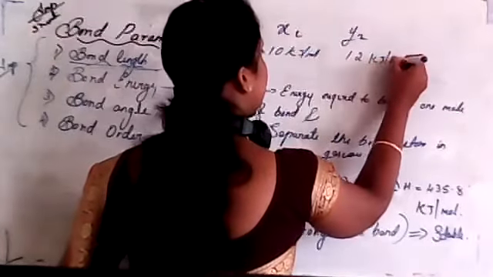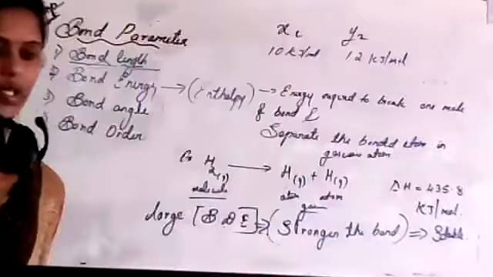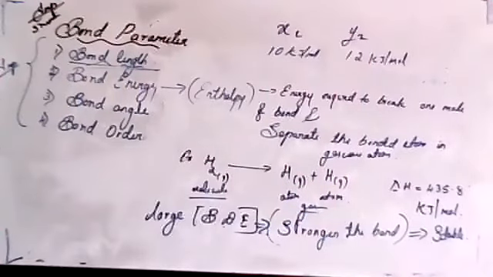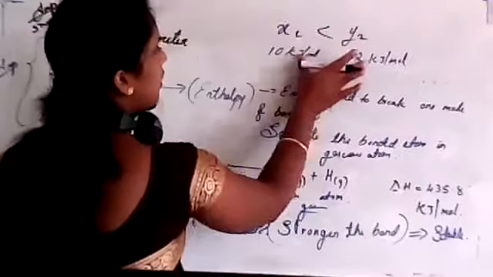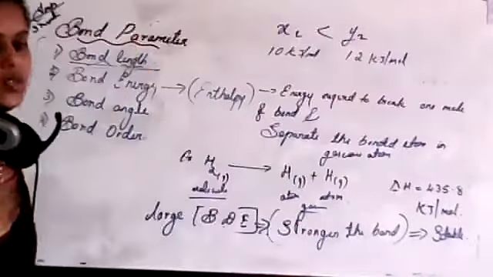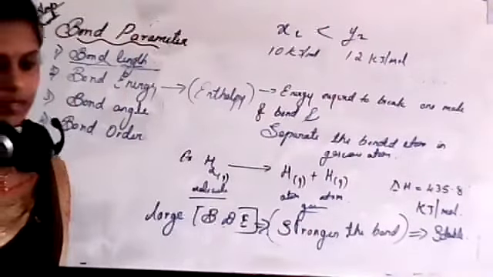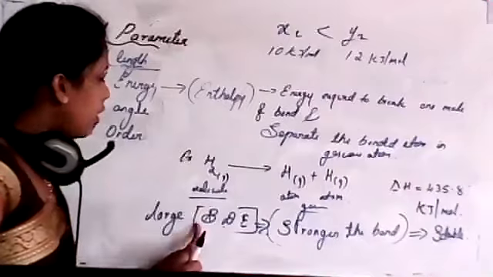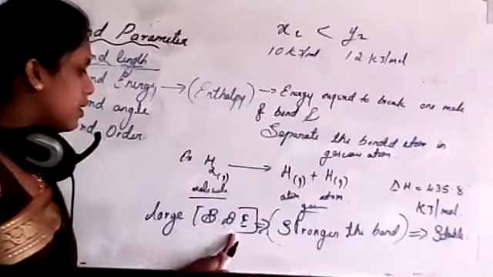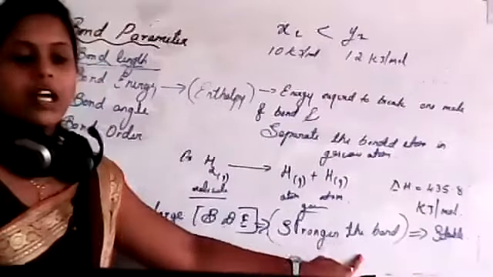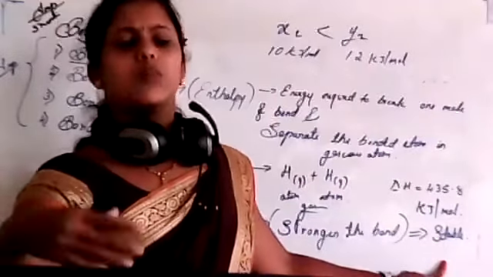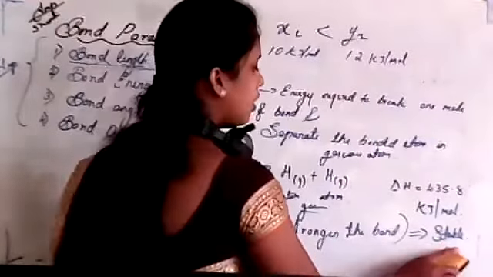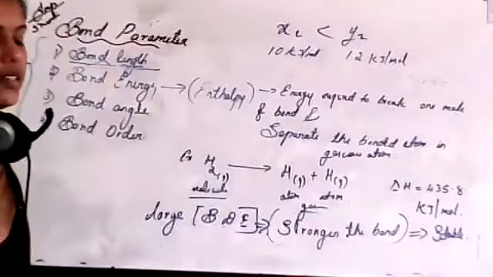kilojoule per mole, in that case which one is stronger, Y2 or X2? Or which one is more stable, students? Y2, isn't it? Stability is more as the bond dissociation enthalpy increases. Is this clear, students? So as bond dissociation enthalpy increases, the bond is stronger. If the bond is stronger between any two atoms or three atoms or more than two atoms, then the bond is very stable. Is this clear?